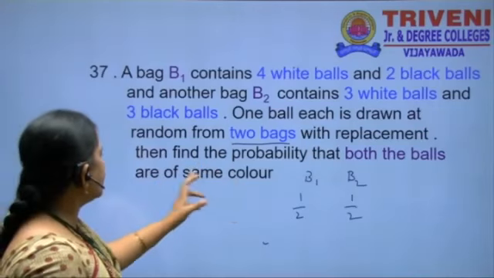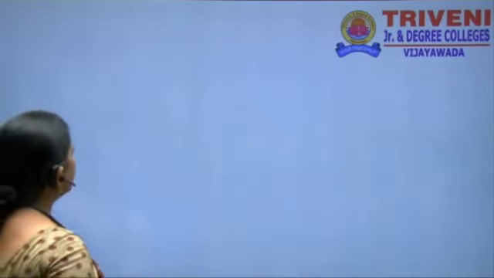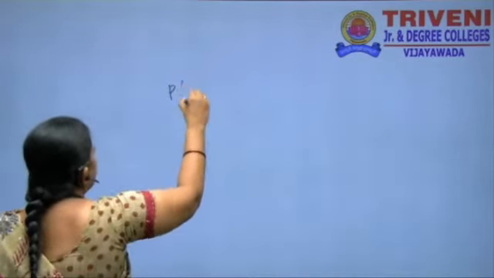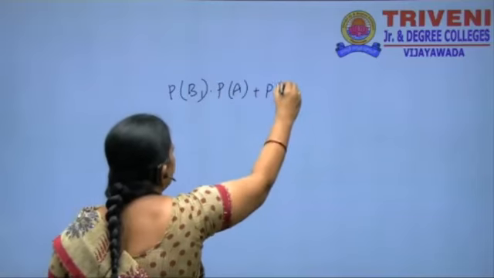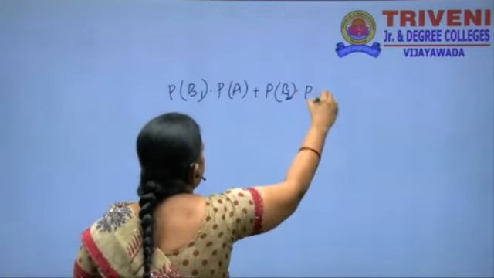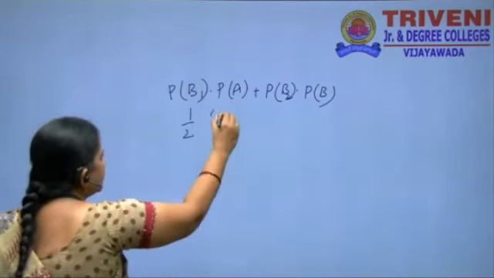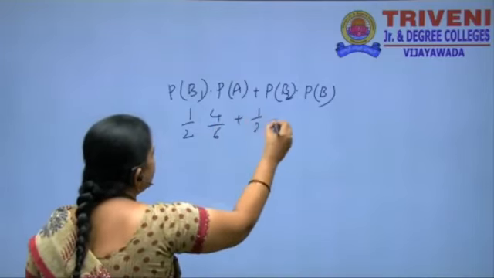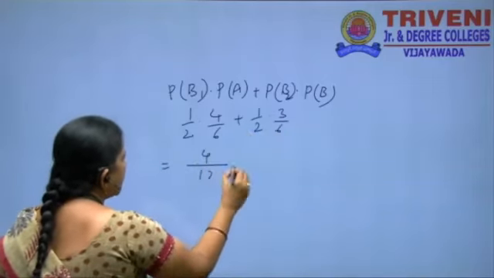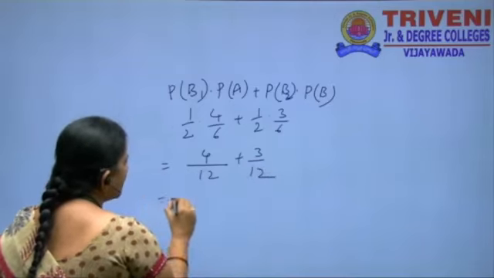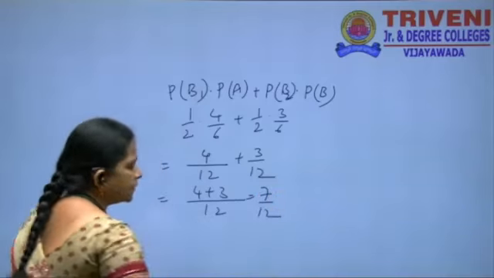The probability that both balls are of the same color. Both balls of the same color means we have to take the white ball: P of B1 into P of A plus P of B2 into P of B. Here P of B1 is 1 by 2, first white balls means 4 by 6. Here also P of B2 is 1 by 2, and 3 by 6. Here 4 by 12, here also 3 by 12. Here the denominators are same, that is 4 plus 3, that is equal to 7 by 12.